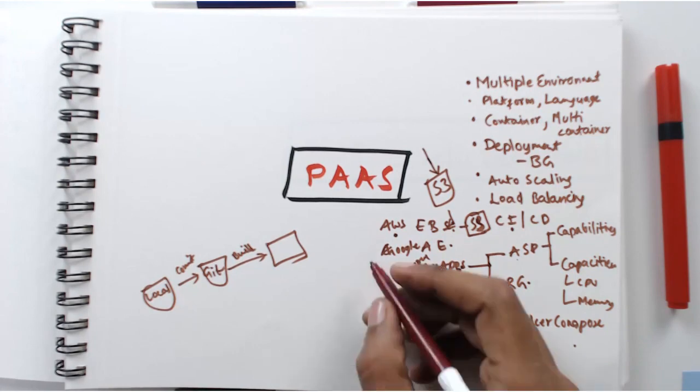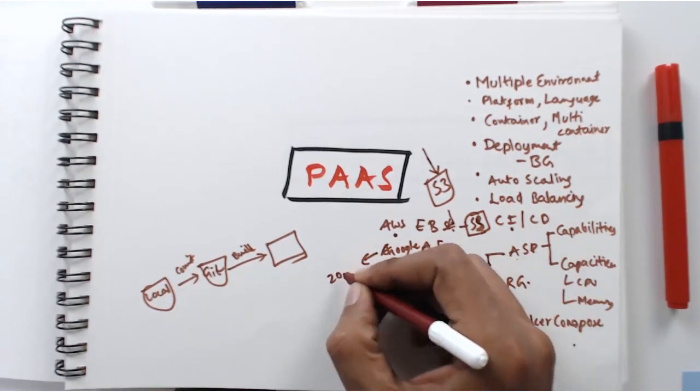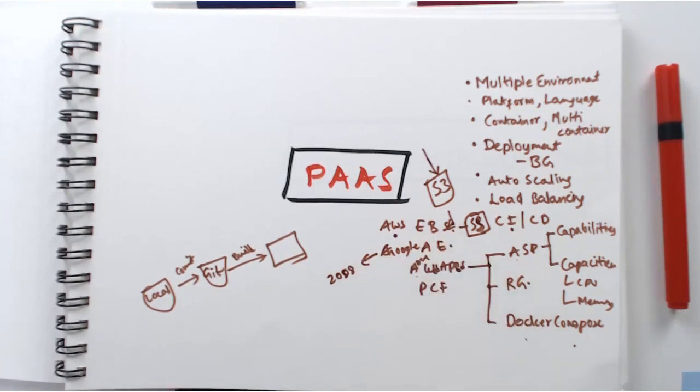The other interesting thing is the fact that Google App Engine is one of the oldest. I don't know if it's really an advantage, but it's really one of the oldest. I think Google App Engine goes as far back as 2008.